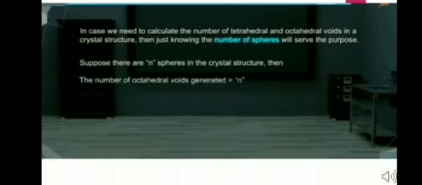Now, if we want to calculate the number of tetrahedral and octahedral voids in a crystal structure, then just knowing the number of spheres will serve the purpose. Let us see how. Suppose there are n spheres in the crystal. Then the number of octahedral voids generated will be n, and the number of tetrahedral voids generated will be 2n.